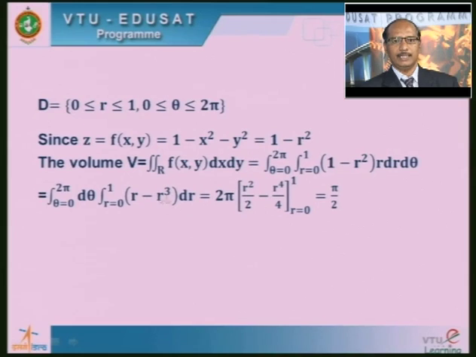Then the second integral, R integration is R square by 2 minus the integration of R cube, you know that is R raised to 4 divided by 4, then put the limits 0 and 1. So, 2 pi into, simplifying here, R is equal to 1, it is 1 by 2, minus R is equal to 1, it is 1 by 4. So, 1 by 2 minus 1 by 4, it is 1 by 4. So, 2 pi into 1 by 4, it is pi by 2. So, the volume of that solid is pi by 2.